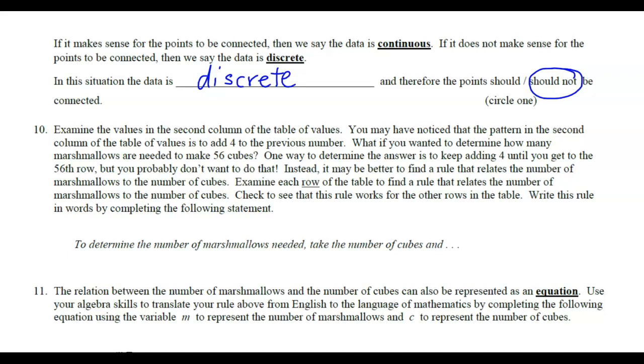But you probably don't want to do that, and that's okay. That would take you a long time. Instead, it might be better to find a rule that relates the number of marshmallows to the number of cubes.